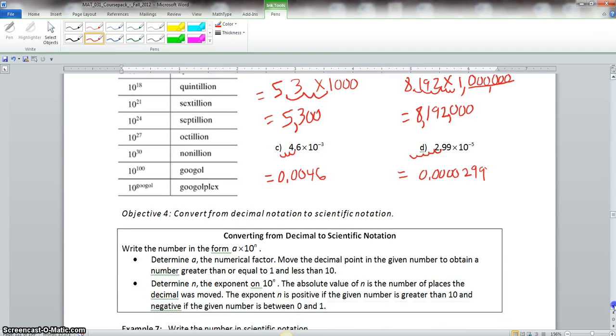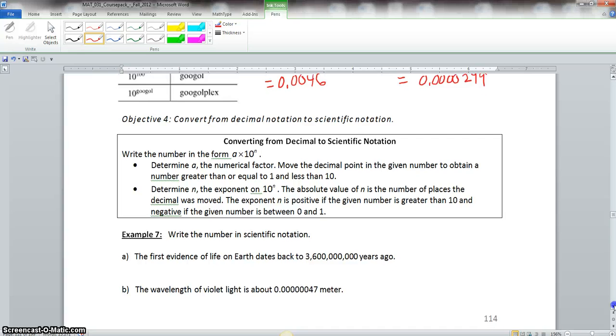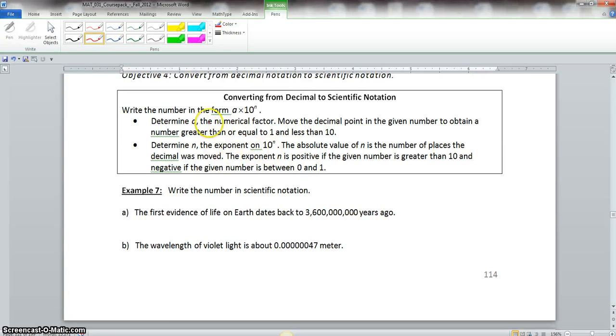Now we scroll down here. It says converting from decimal notation to scientific notation. Now it gives us the rules here. They want us to write in the form a times 10 to the n power. Determine a, the numerical factor. Move the decimal point in the given number to obtain a number greater than or equal to 1 and less than 10. Determine n, the exponent of 10 to the n. The absolute value of n is the number of places the decimal was moved. The exponent n is positive if the given number is greater than 10 and negative if the given number is between 0 and 1.